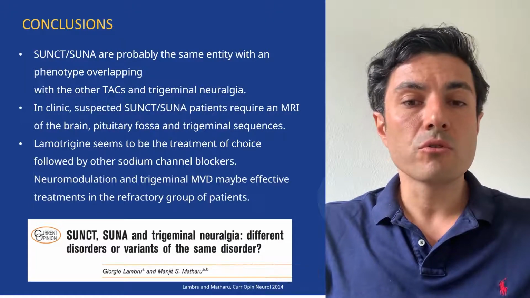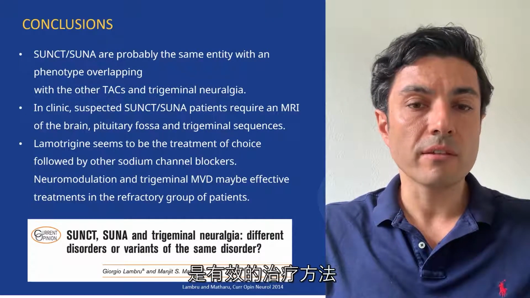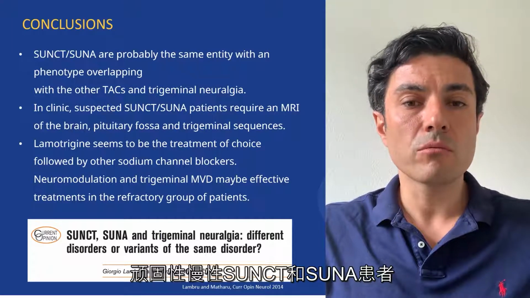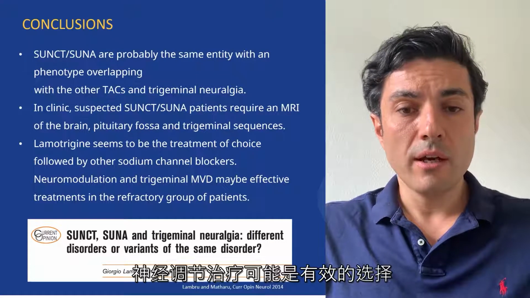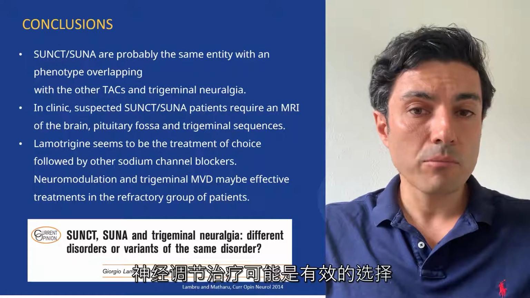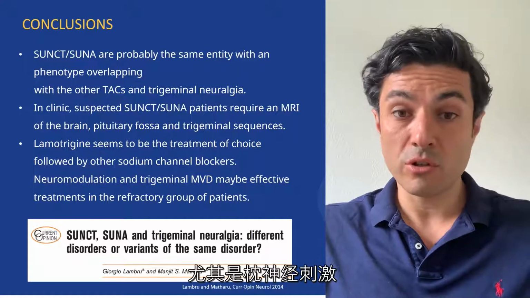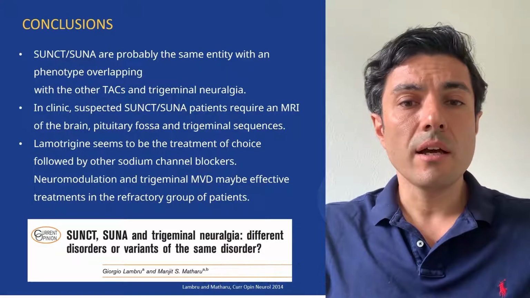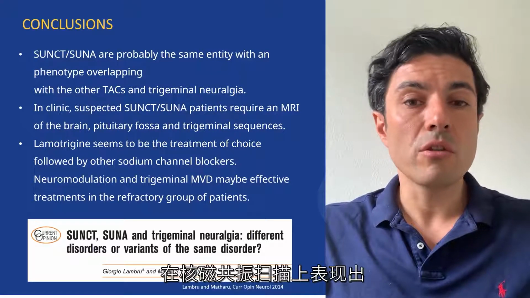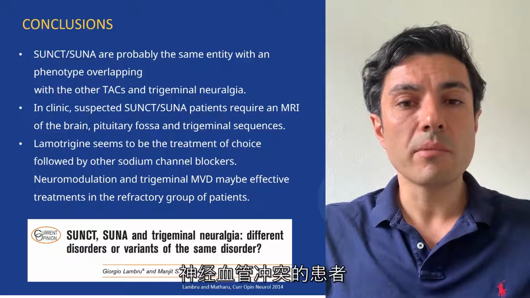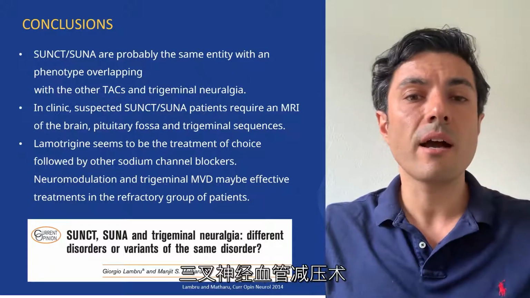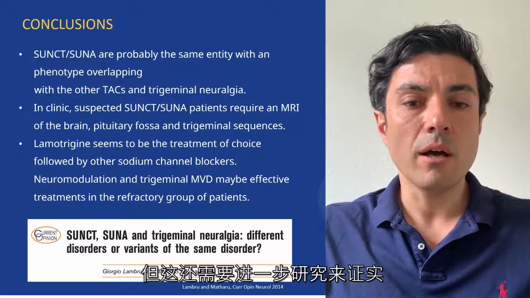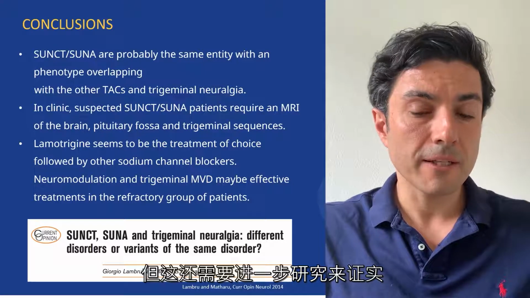And in a proportion of patients, greater occipital nerve block could also be considered an effective treatment. For the very difficult to treat refractory chronic forms of SUNCT and SUNA, neuromodulation could be considered an effective option, especially occipital nerve stimulation and deep brain stimulation. And there is initial evidence suggesting that trigeminal microvascular decompression in those patients who display a neurovascular conflict on the MRI scan could be a potentially effective treatment, but further studies need to confirm this initial finding.